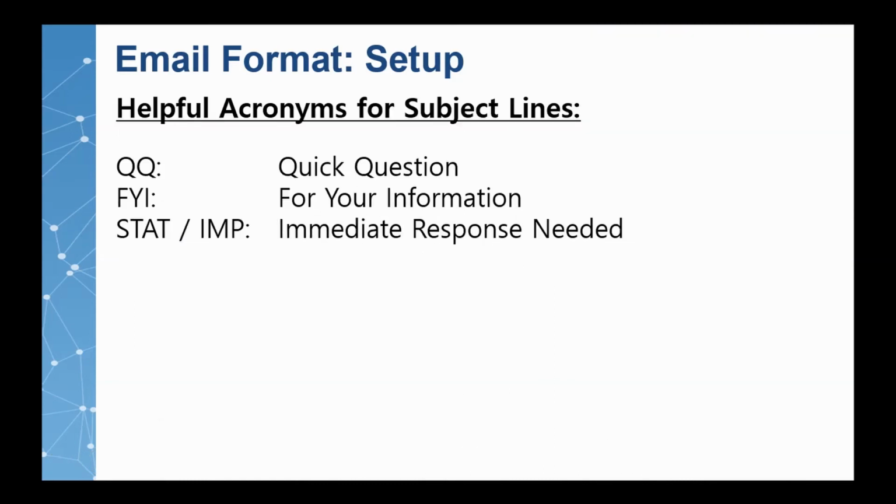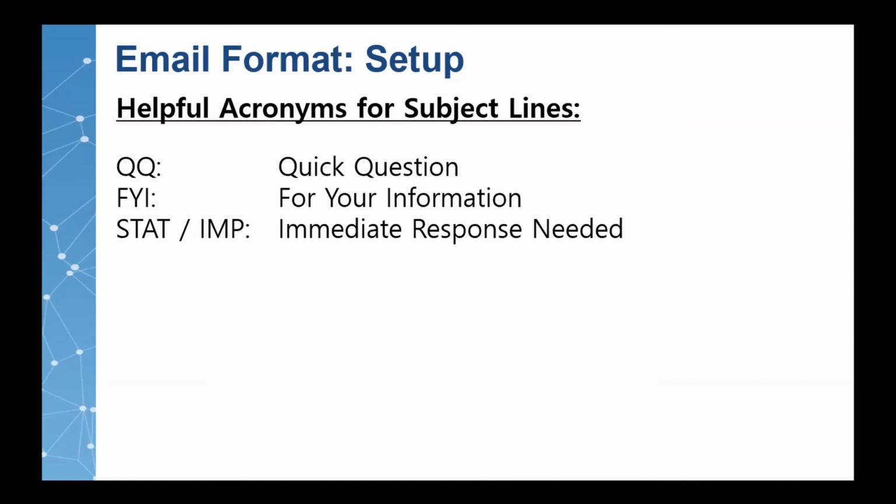Another good tip to keep in mind for subject lines is the use of commonly used acronyms to help the reader understand very quickly what your subject line is about, or if they need to pay a lot of attention to it. For example, you could use acronyms such as QQ, which means quick question. For example, let's say you're working on a contract with somebody and you want them to take a look at just part of the contract, not the whole contract.